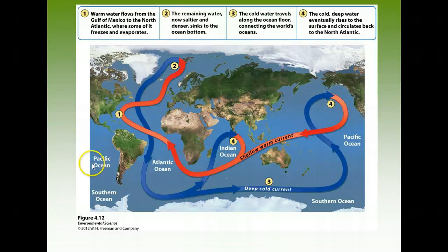So let's look at this again. So let's start right here. The Gulf Stream is warm, and as it moves north into the Atlantic, some of the water is going to freeze and some will evaporate along the way. If it freezes up or evaporates, it leaves behind that salt, and so that saline water will start to sink, and as it travels along the ocean bottom, at some point will start to rise back to the surface and becomes a surface warm current. And then it'll travel back and start again. So it's this major distribution of heat and nutrients.